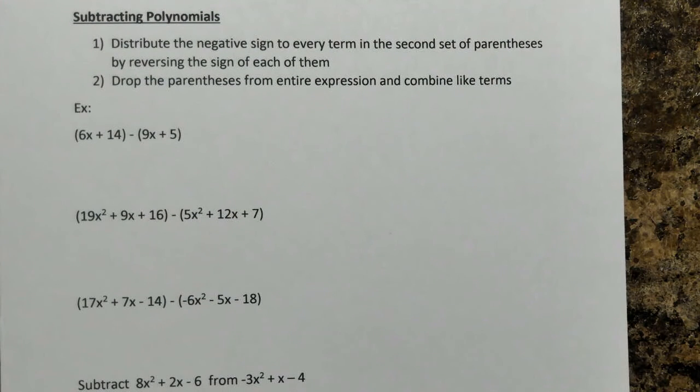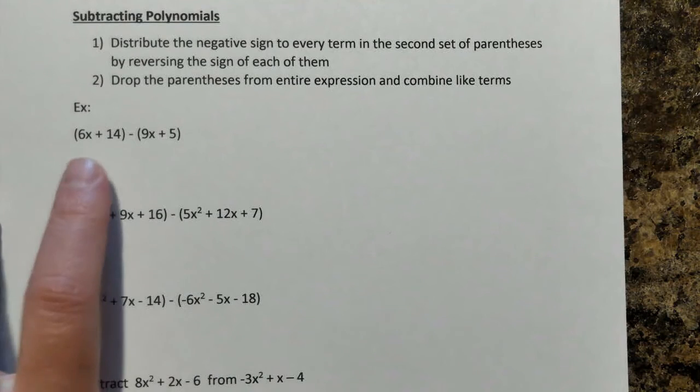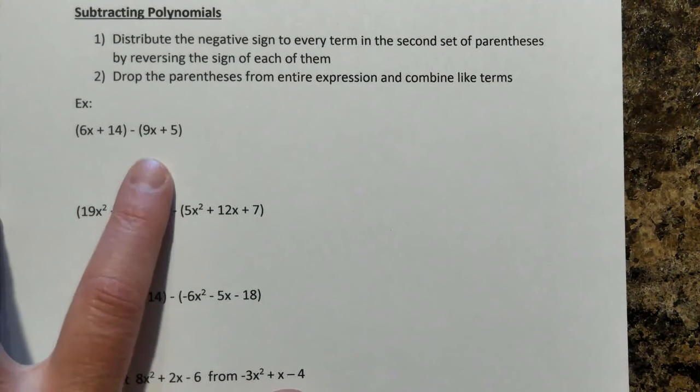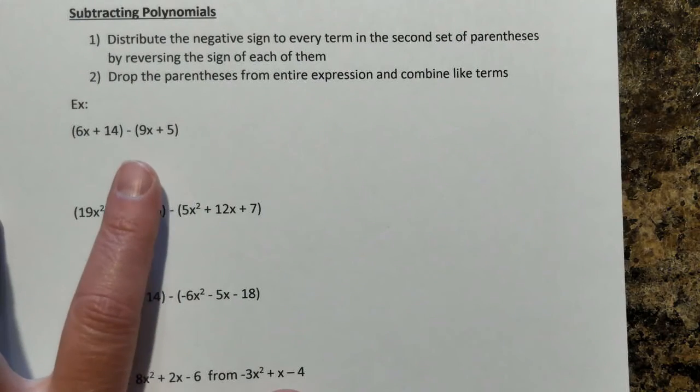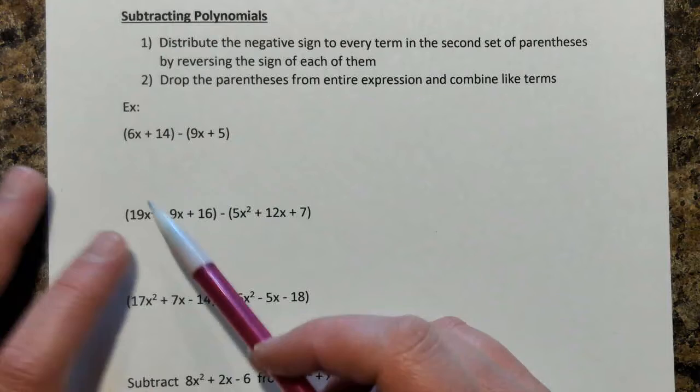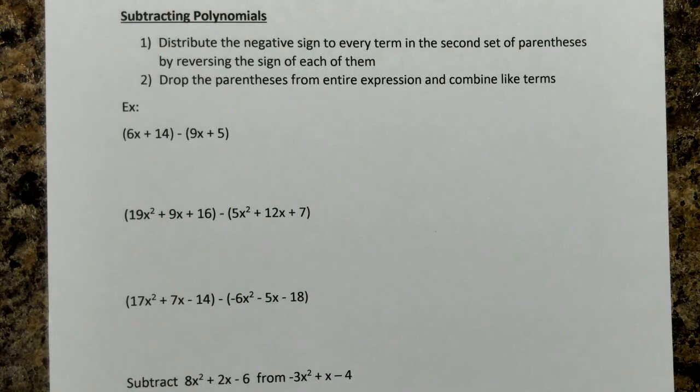Subtracting polynomials. This is a more likely test question. And if you're subtracting polynomials, typically they'll be separated with parentheses. Okay, so for example, if you just look at this first example here, we have 6x plus 14 minus 9x plus 5. So what we want to do is, before when we were adding subtractions, we could just combine along with the sign in front.